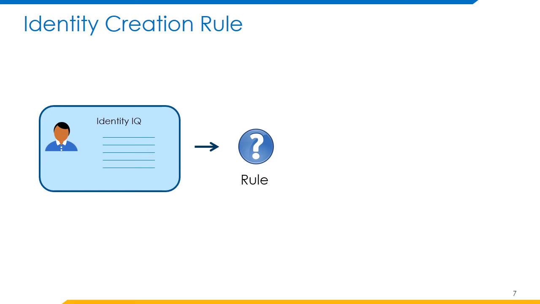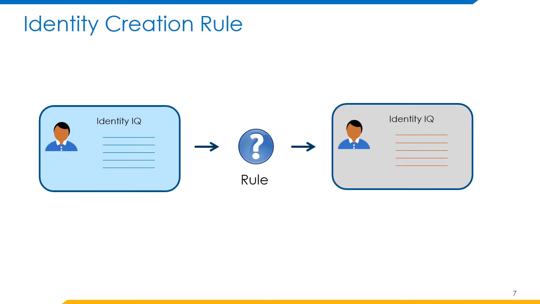Any changes that need to be made before the identity cube is actually created are made on the identity object that is passed to us. These changes are going to reflect back in the actual identity cube.